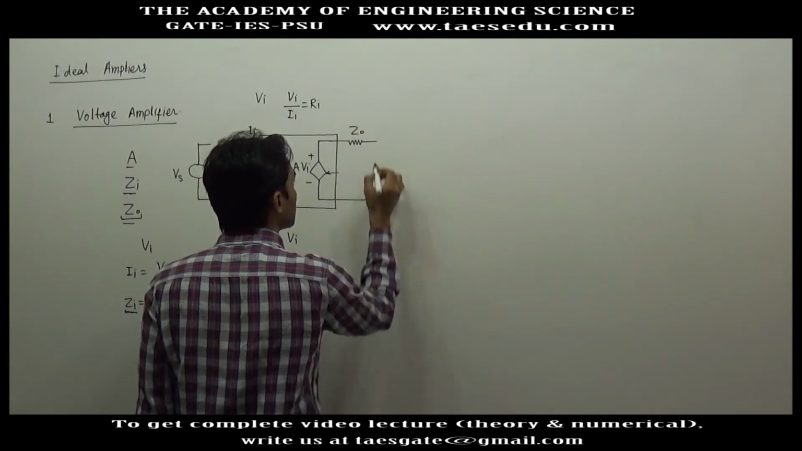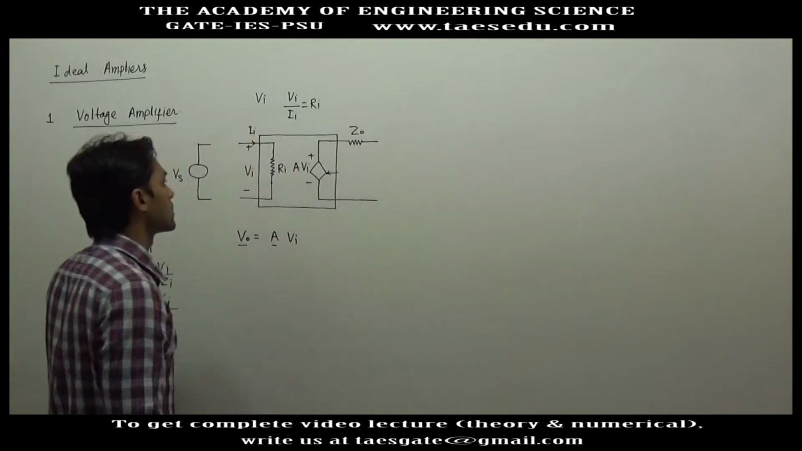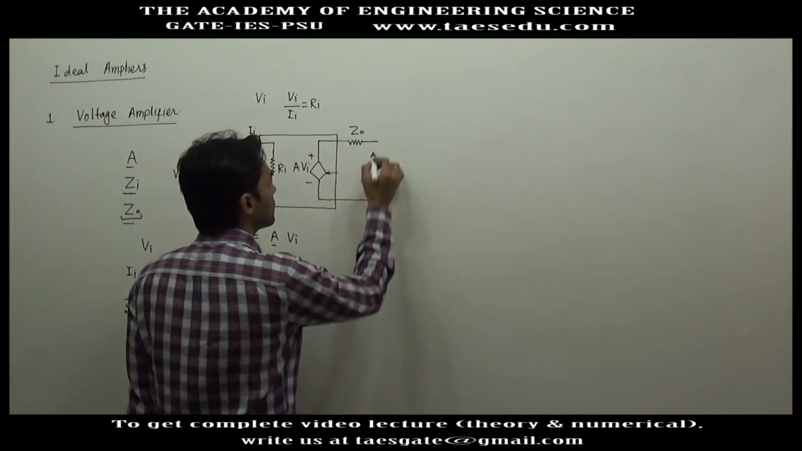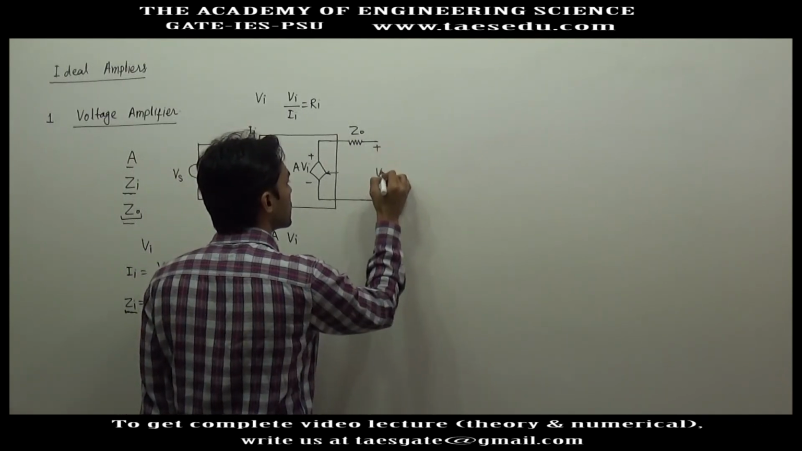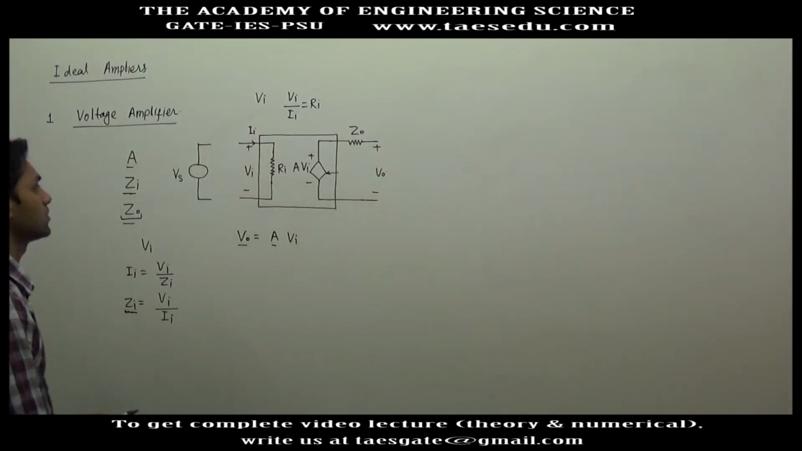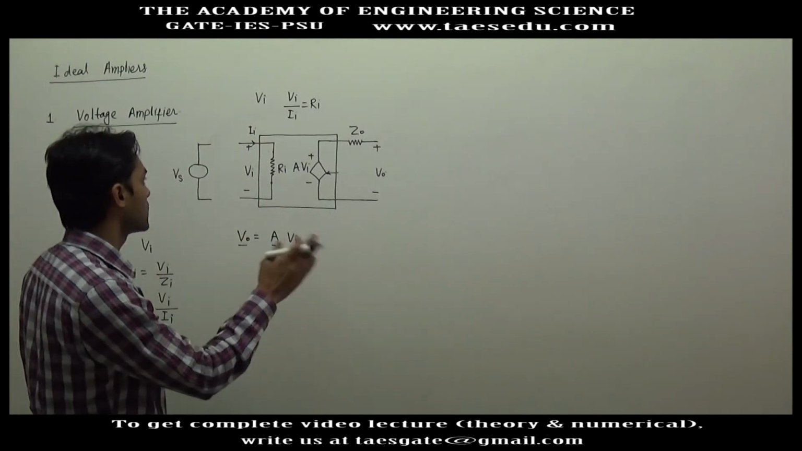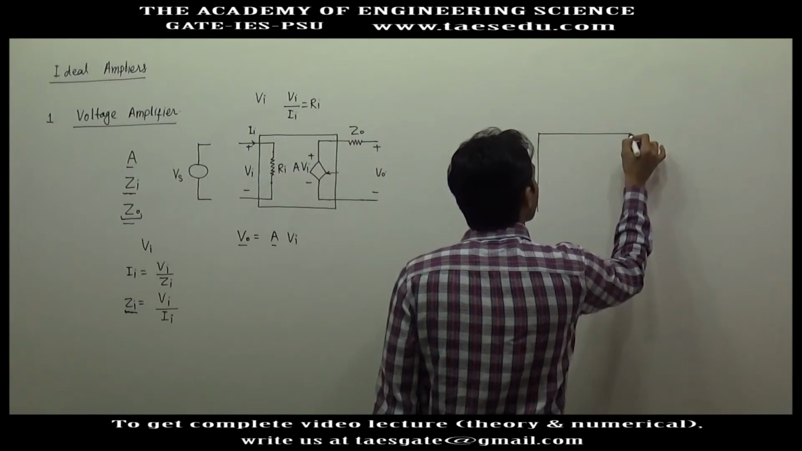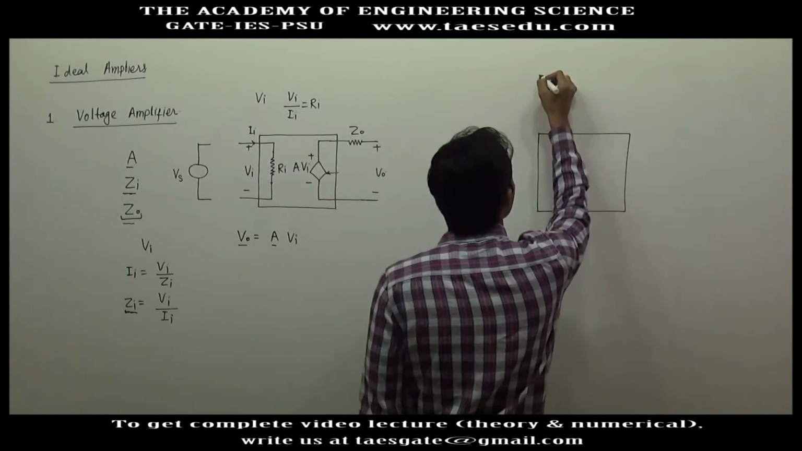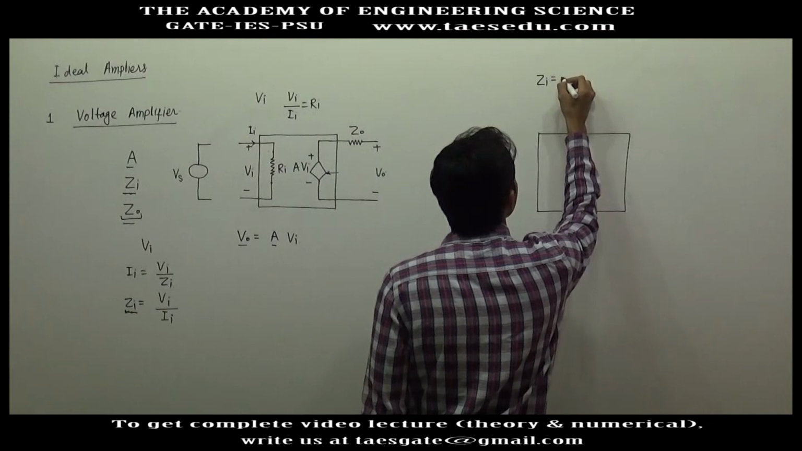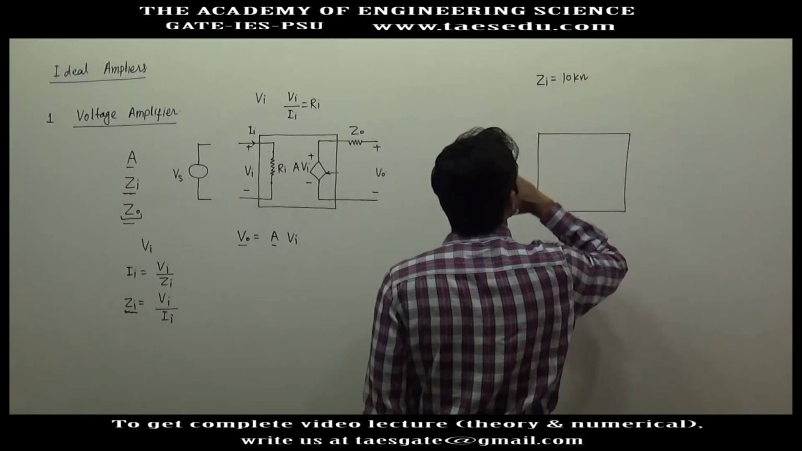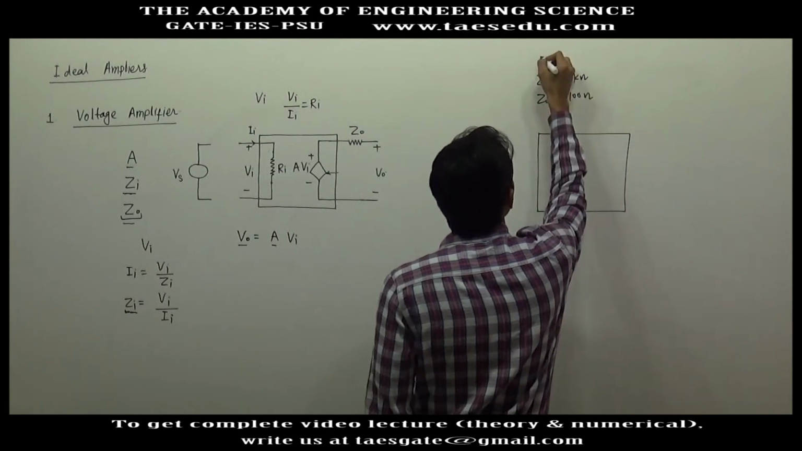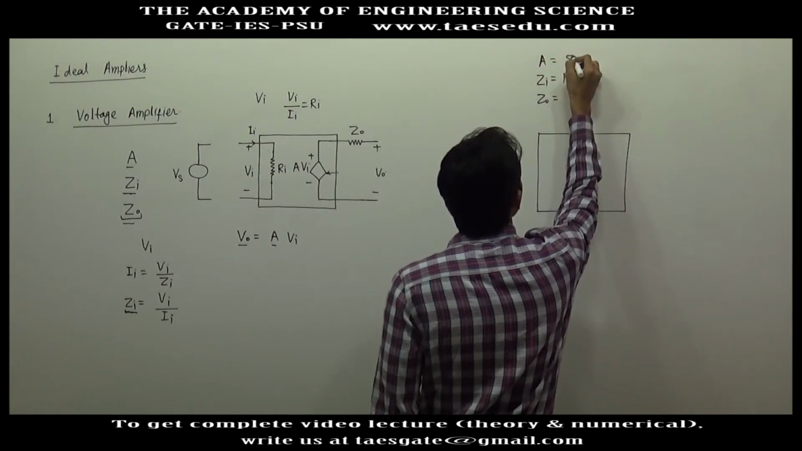This is a non-ideal amplifier having finite Z0 and finite Zi. Okay, so this is the final output terminal. Let us put some numerical values. Let's say we have a voltage amplifier with input impedance equal to 10 kilo ohm, output impedance equal to 100 ohm, and voltage gain equal to 50.